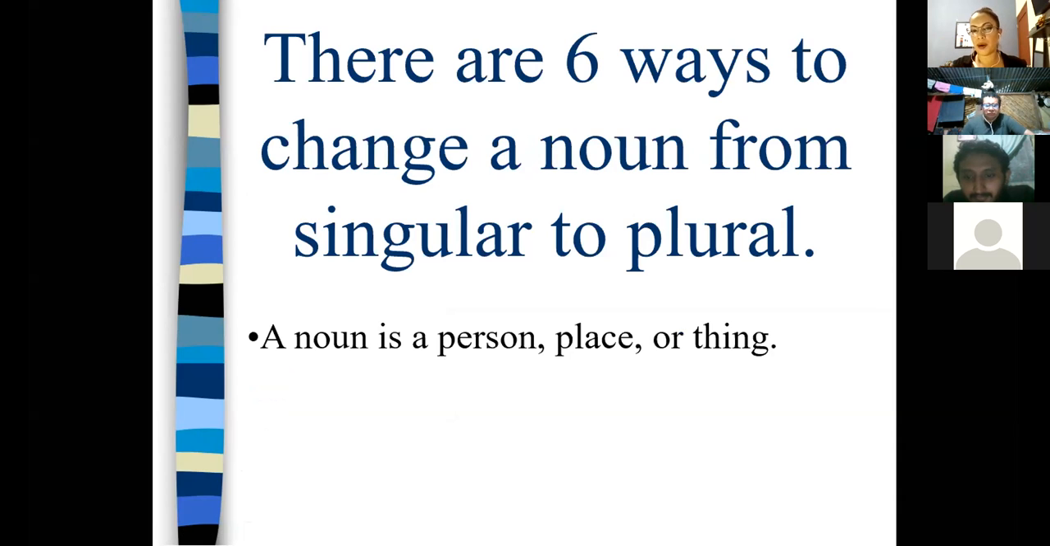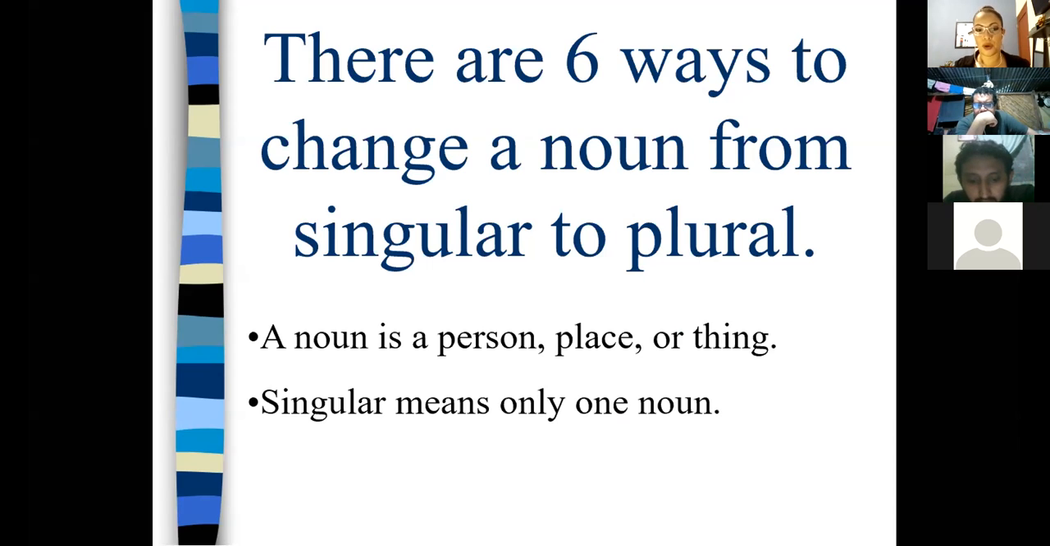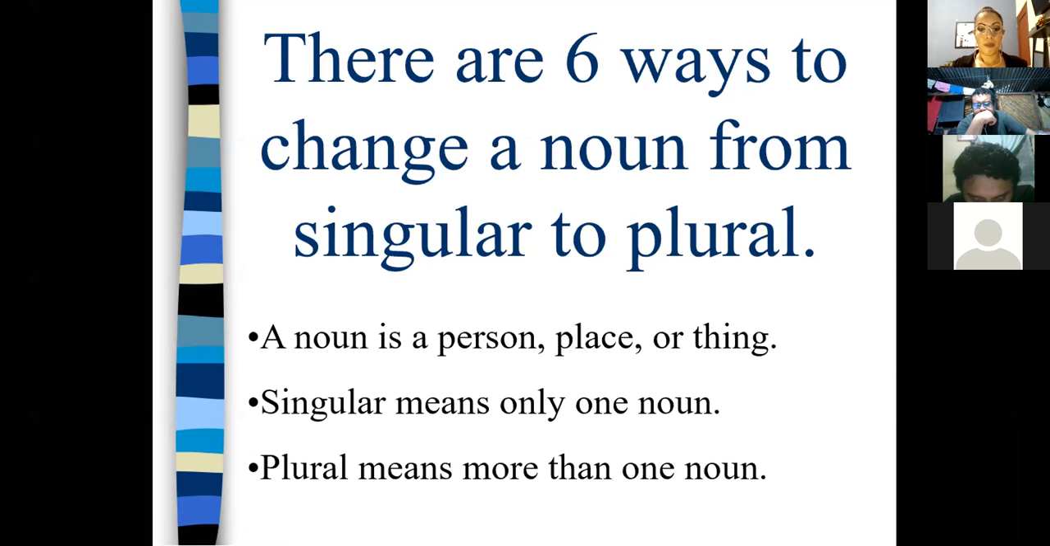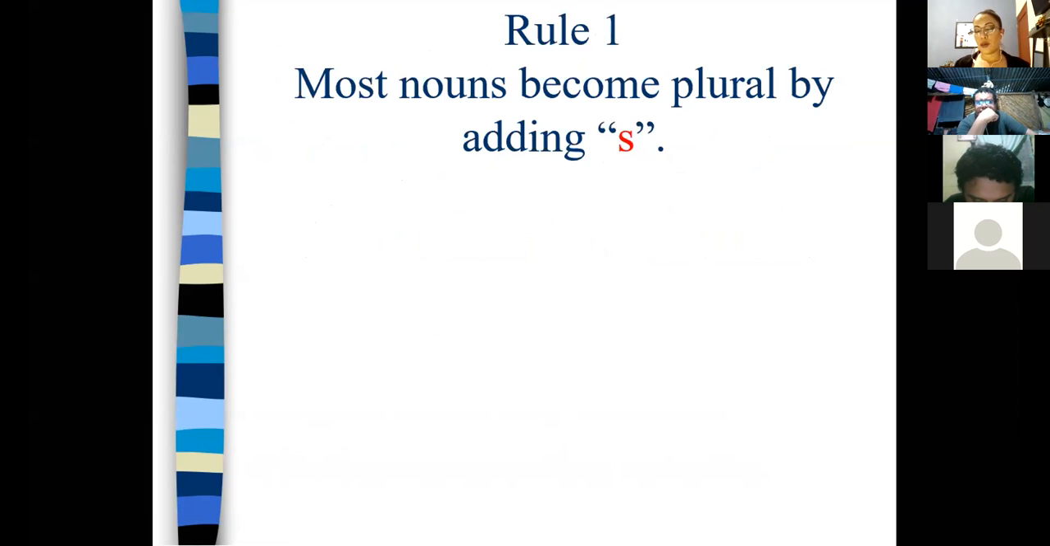A noun is a person, a place, or a thing. Cuando nos referimos a un noun, a un nombre, es una persona, un lugar, o una cosa. Eso es un noun, un nombre. Singular significa solamente uno, ¿verdad? Cuando decimos singular, estamos diciendo uno. Y plural significa más de uno. La mayoría de nouns se convierten en plural agregándole S.